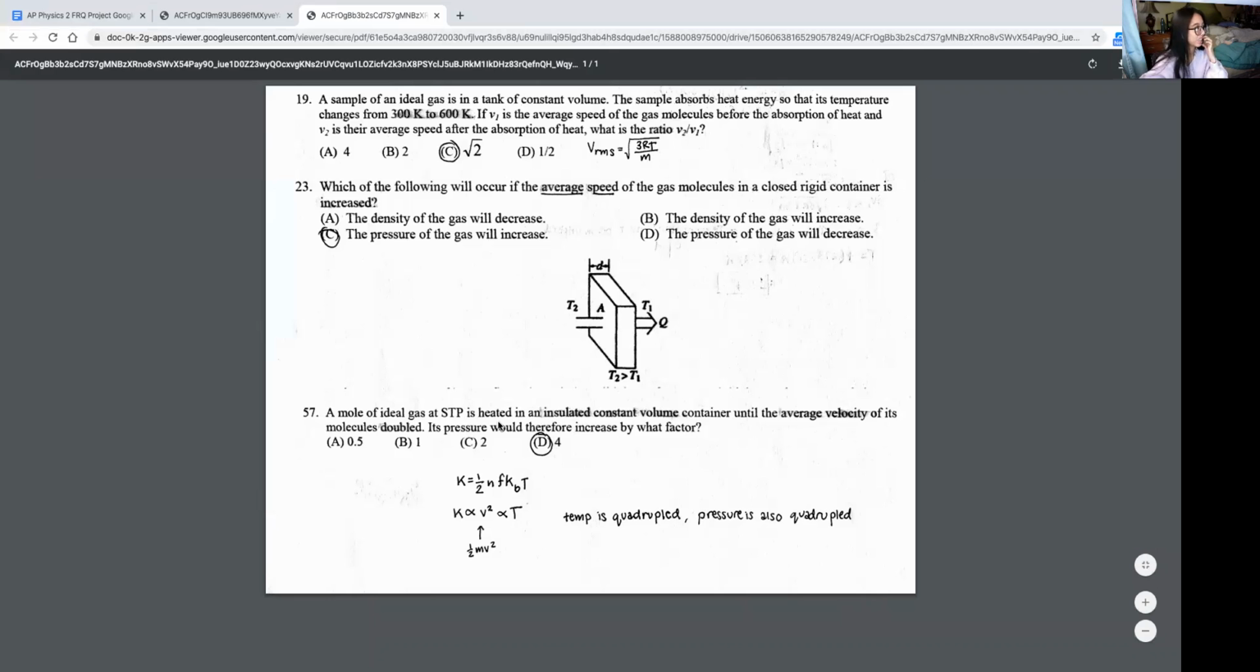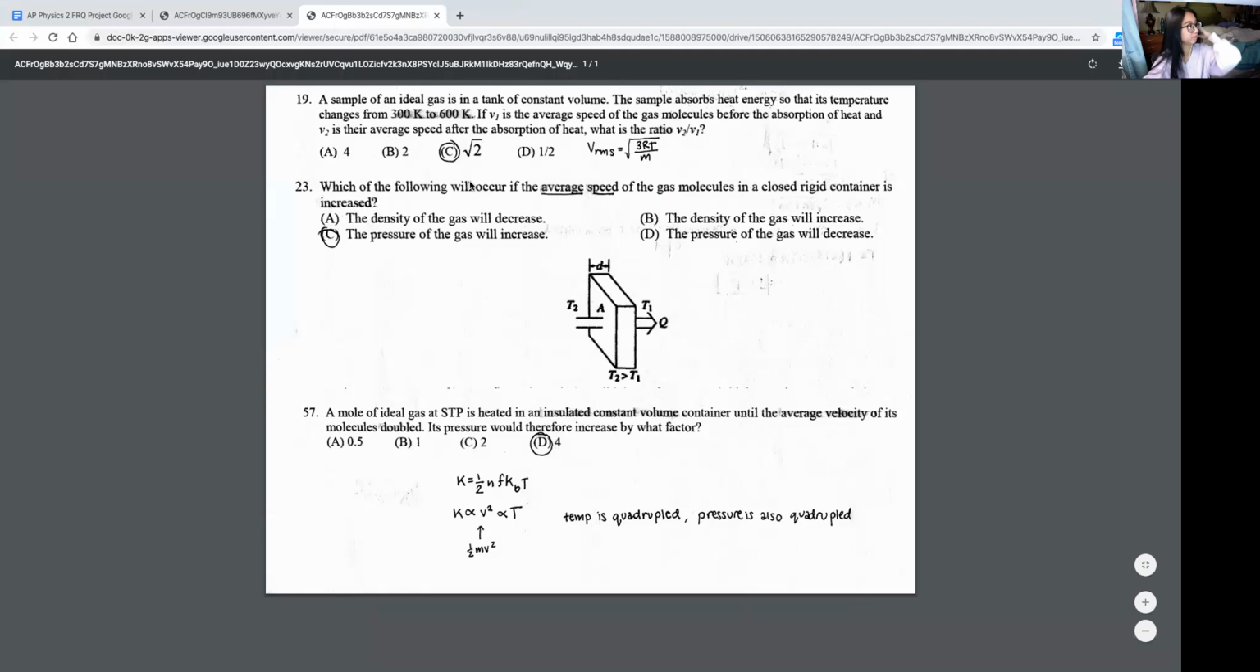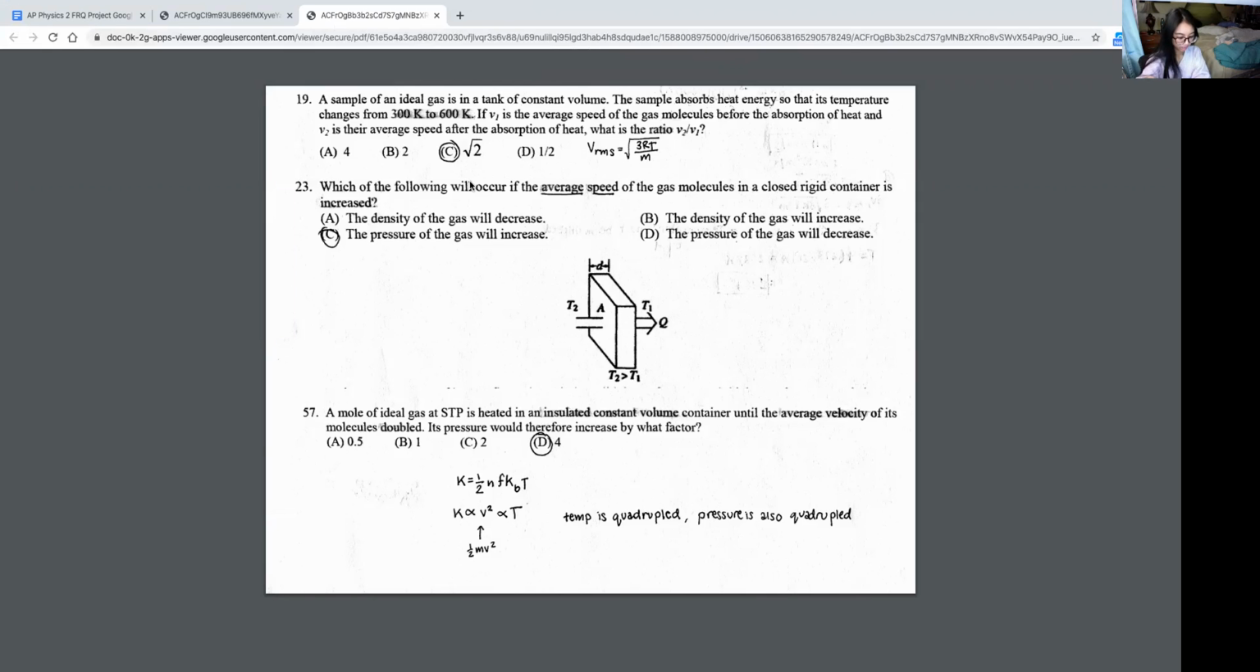On the document it started with 23, but the order of the questions doesn't really matter. So let's go into question 19.